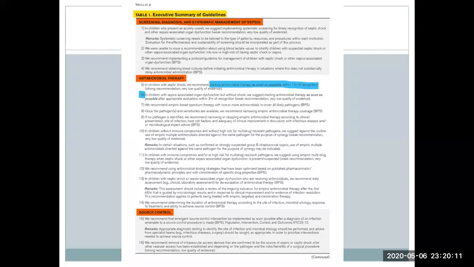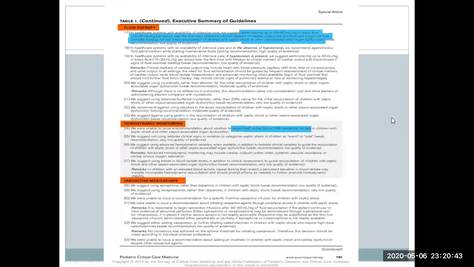I just highlighted the points that they have been discussing. This summary discusses the strength of evidence, the quality of evidence of the previous guidelines' suggestions. So I highlighted the important points: the screening, diagnosis, and systemic management of sepsis should be your first priority, and they put the antimicrobial therapy within the first hour, and the source control of sepsis. Sorry, that page was the second page. This is the first page.